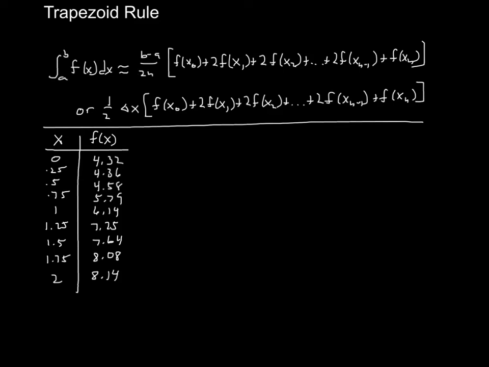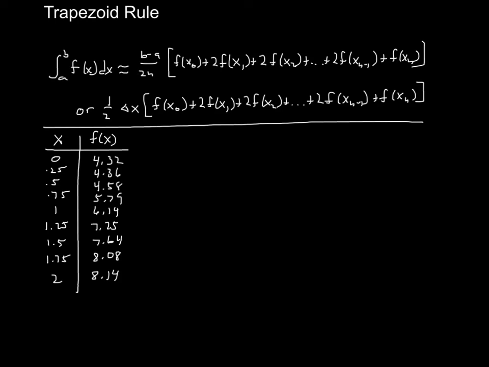I could go through and write it out. You notice my delta x in this case is 0.25. So I could say 1/2 times 0.25 times 4.32 plus 2 times 4.36 plus 2 times 4.58 plus 2 times 5.79 plus and so on, 2 times the 8.08 plus the 8.14. I could write all that out and add it up, do the multiplication, and get the answer.